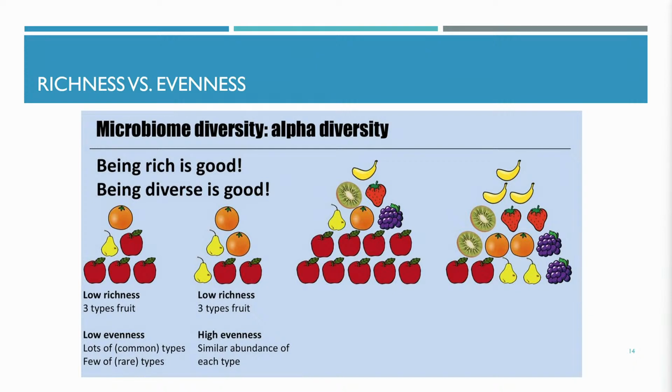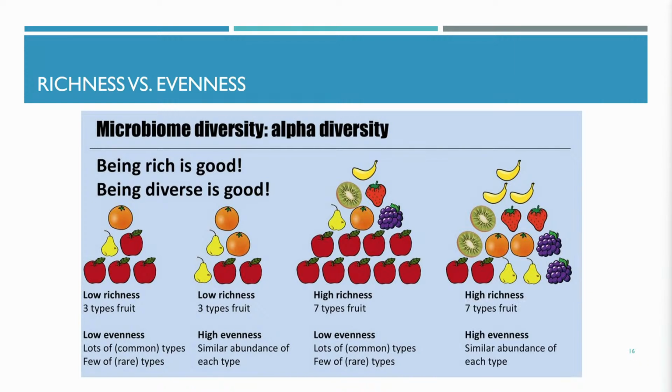Low or high richness? High richness, and then what about evenness? Exactly. So it's high richness because there are 7 types of fruit, but low evenness because there's a lot of this common type and few of the rare type. And the last one, high richness and high evenness. Good job, guys. You got this one. So yeah, same thing, 7 types of fruit, but there's a similar abundance of each one. There are two or three of each, and so that gives you higher evenness.